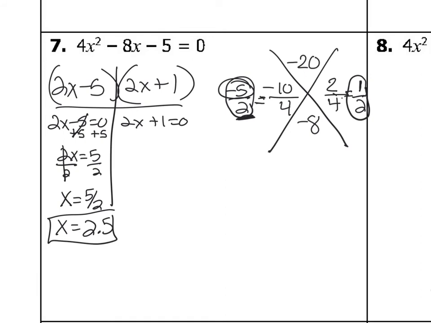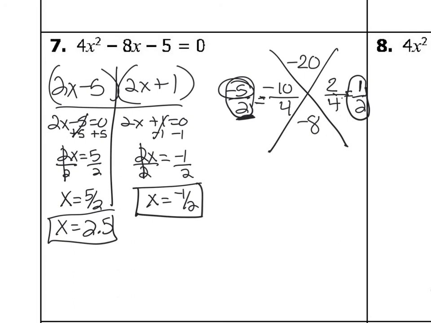On this side, we're going to subtract 1 to get rid of it. So we're left with 2x equals -1. And then since 2 is multiplying, I'm going to divide to get rid of it. I do the same thing on the other side. So 1x equals -1/2, or -0.5.